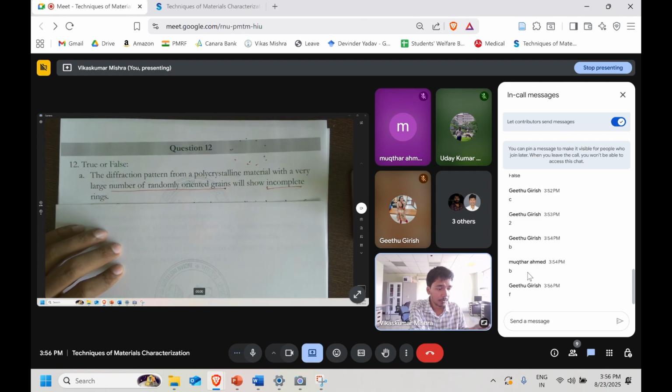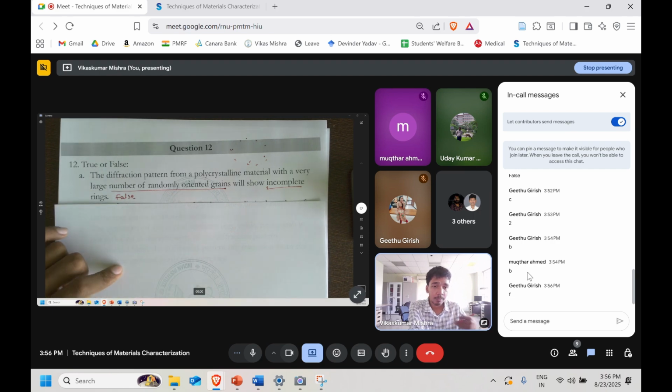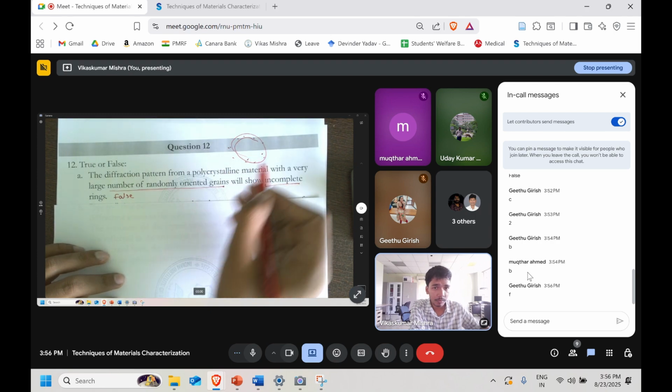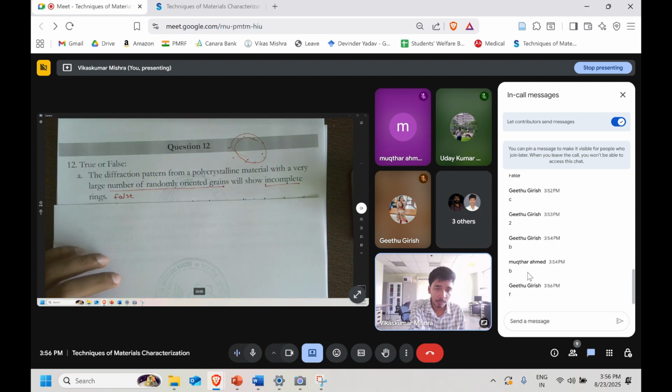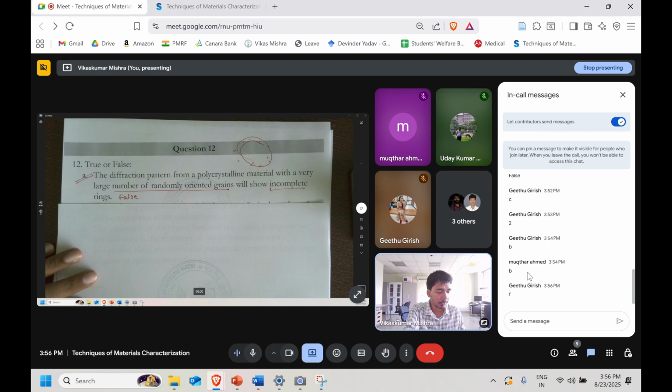What do you think? False, right? Very good. The larger the randomness in the grains, the larger the number of grains, they will tend to form the circular, the ring type of pattern, not the spot type of pattern. Okay. So the first one is done. Let's move to the next one.